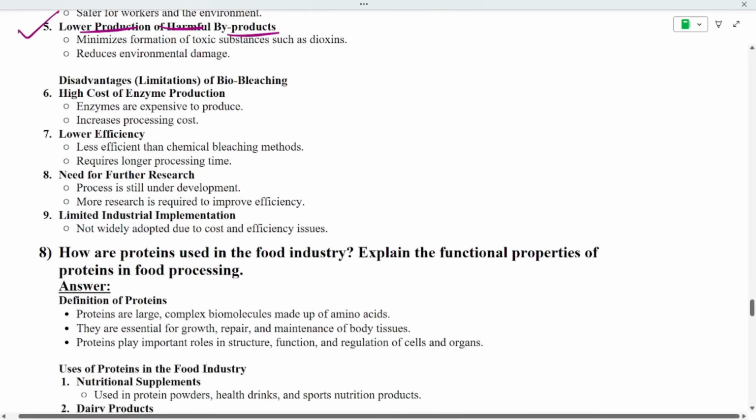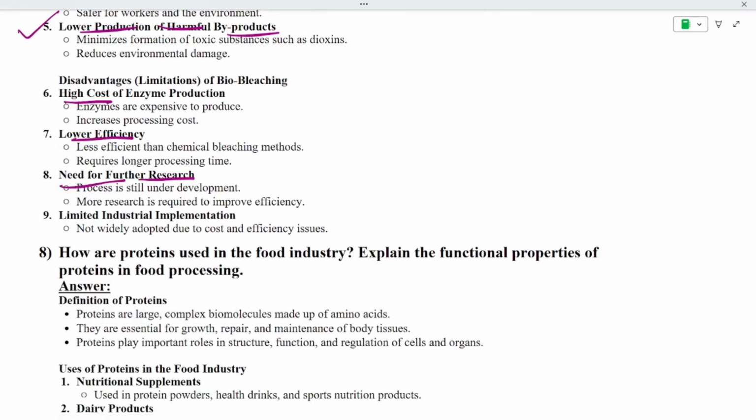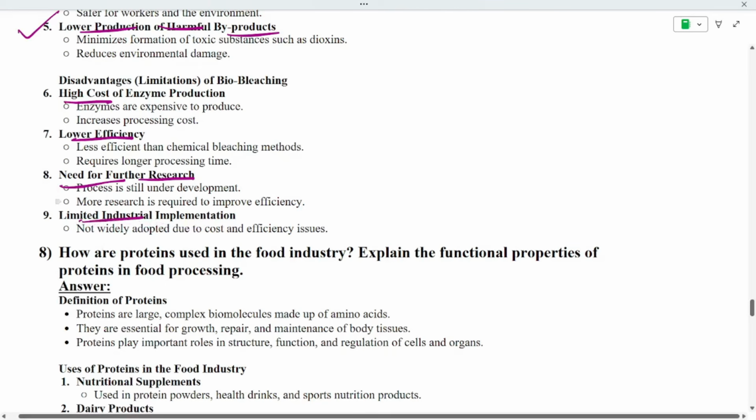If you see the disadvantages: high cost, and a bit lower efficiency, need for further research, and limited industrial application, that is, implementation for industry is limited.